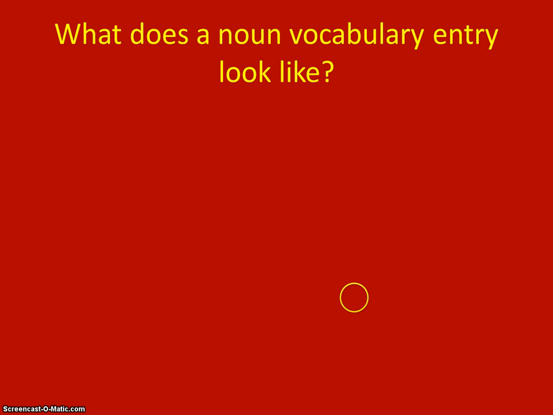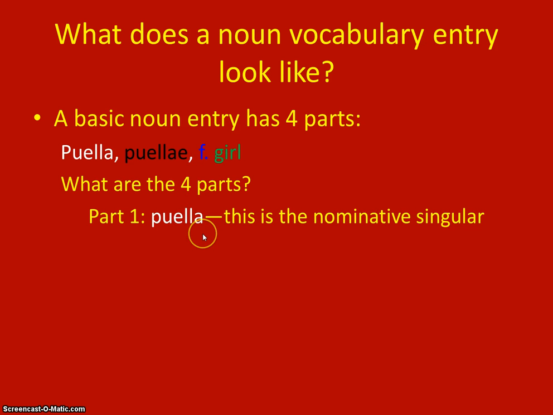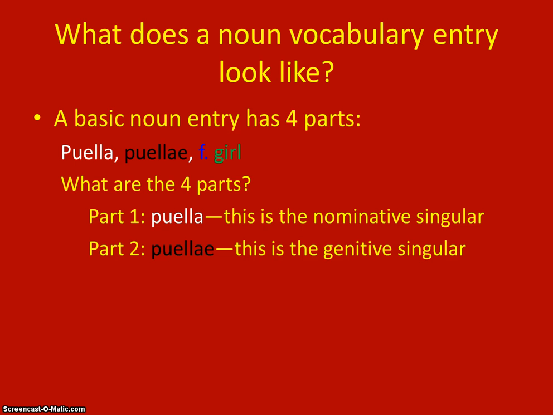What does a noun vocab entry look like? They're made up of 4 parts. You see here, puella, puellae, feminine, girl. And the first part, puella, that's your nominative singular. That's your basic form of the word that means girl. Puellae, that's your genitive singular. We talked a minute ago that genitive means of. So puella is girl, puellae, of the girl.